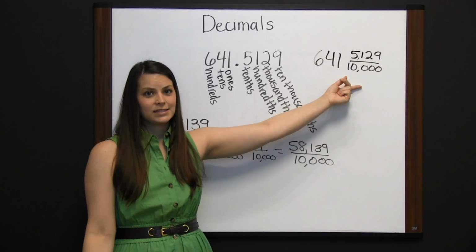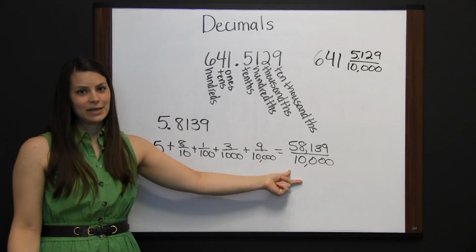So we've seen a decimal in decimal form. We've seen it represented as a mixed number and also as an improper fraction.